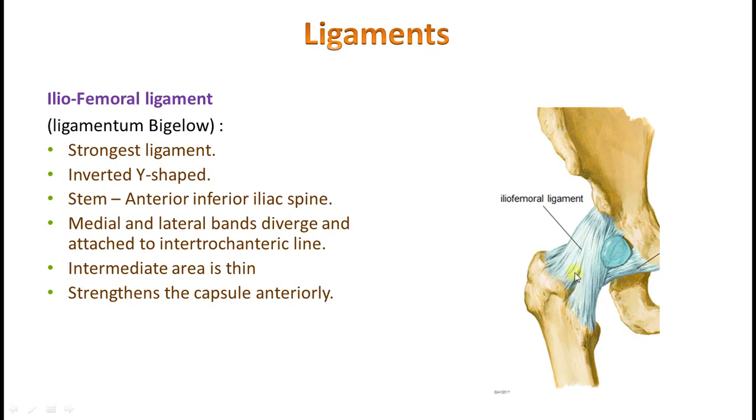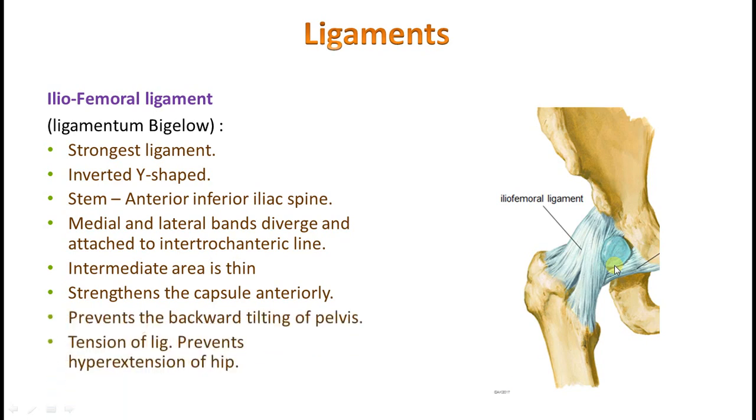So the intermediate area is the place where the capsule is weak. Not only that, between the iliofemoral ligament and pubofemoral ligament, sometimes you see a bursa. It might be a protrusion of the synovial membrane also. So that bursa is for the tendon of psoas major, or you can call it the iliopsoas tendon. The iliopsoas tendon comes and gets attached to the lesser trochanter. So to avoid any friction, there is a bursa present for the tendon of iliopsoas.